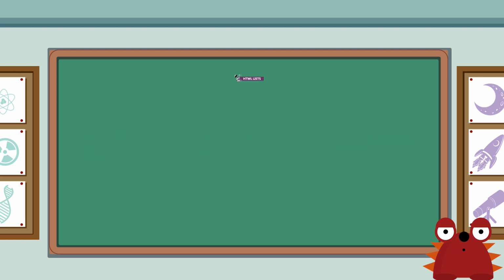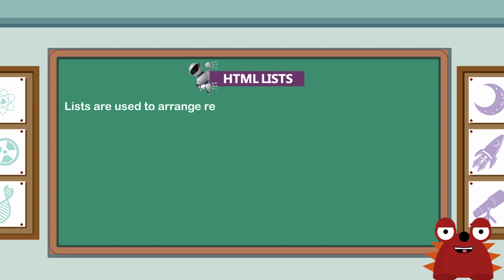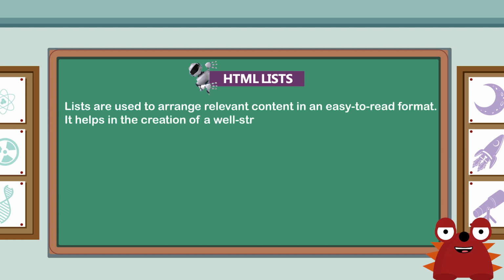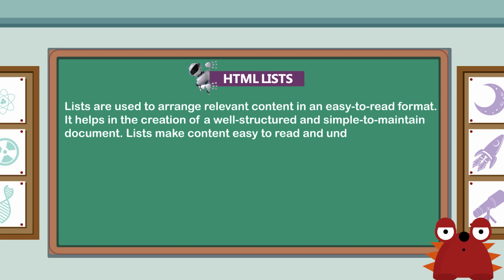Let's start with HTML lists. Lists are used to arrange relevant content in an easy-to-read format. It helps in the creation of a well-structured and simple-to-maintain document. Lists make content easy to read and understand.